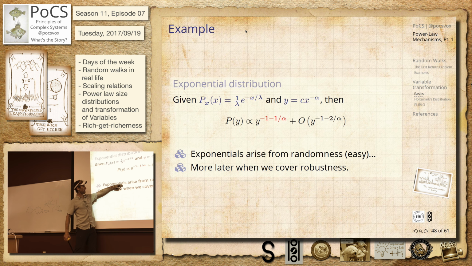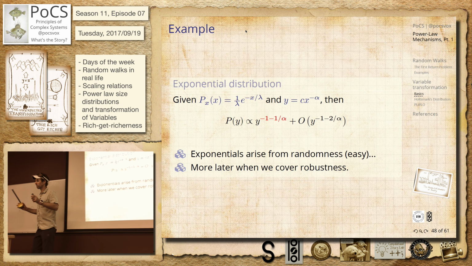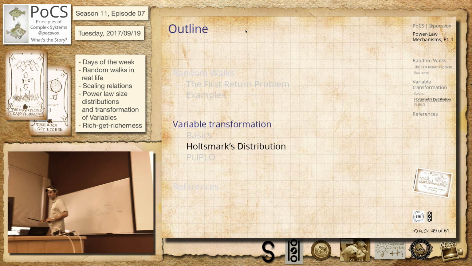The good thing again about this is, exponentials arise, we have good reasons for them, we have a great reason for the Gaussian, and we'll get to this more with robustness later on. But this is a simple little story, just transformation of variables.